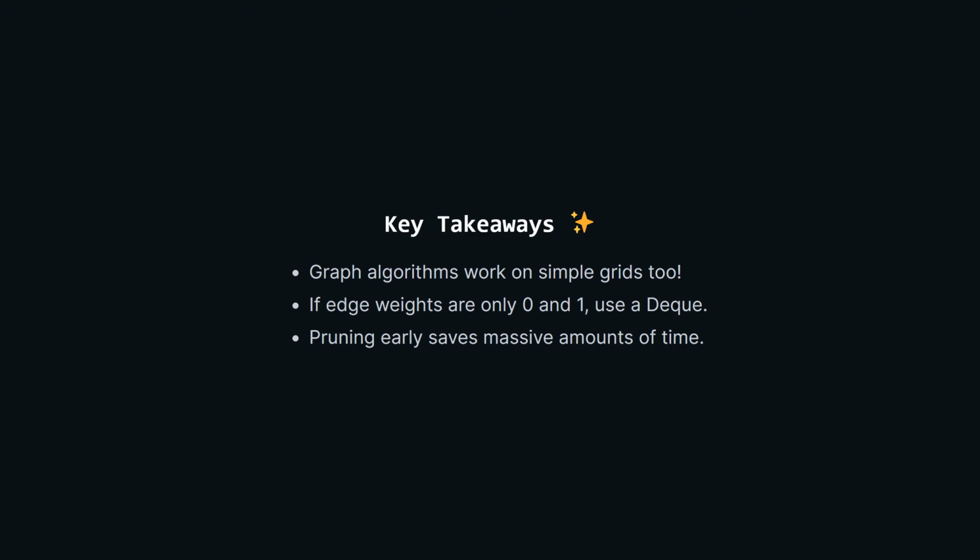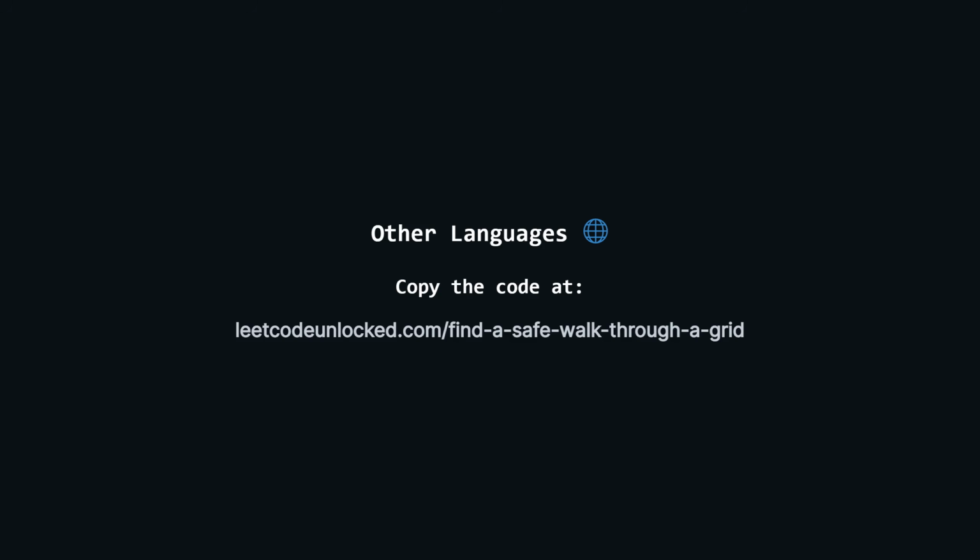Here are the key takeaways. First, you can treat almost any grid problem as a graph problem. Second, if your travel costs are only ever 0 and 1, skip the priority queue and use the double-ended queue trick. It's much faster. As promised, here are the full solutions in other languages.